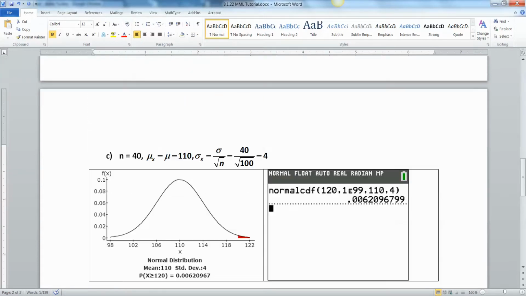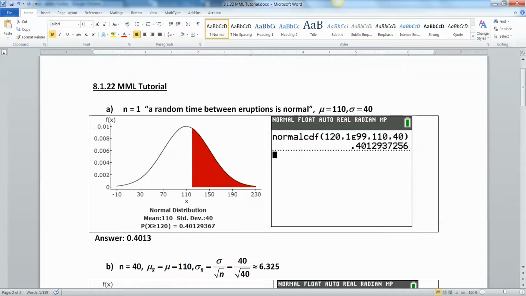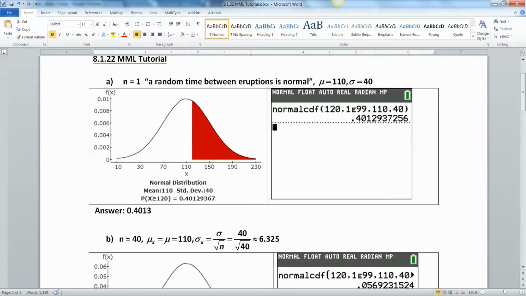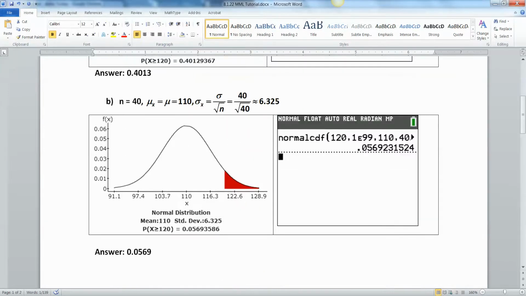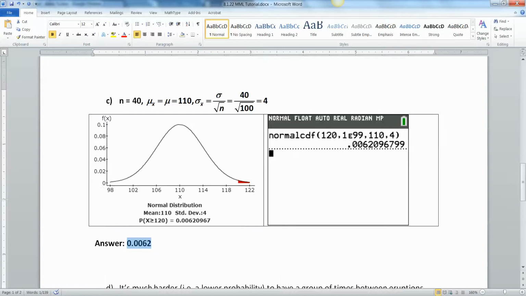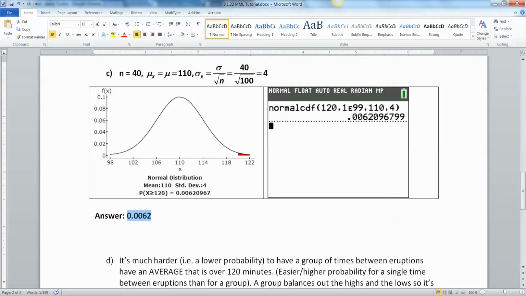All right, now if you didn't notice it, did you notice how much smaller that is? Every single one of these problems is talking about 120 minutes and over, but where 120 is further and further away from the mean. The mean is 110, but because of the central limit theorem, as we get a larger sample, what a standard error is worth gets smaller and smaller.